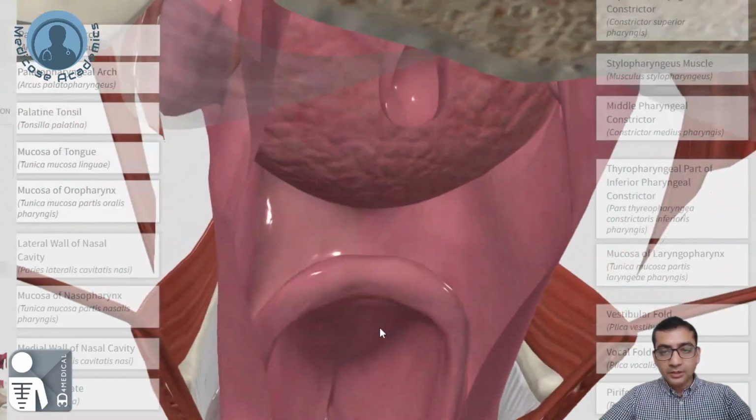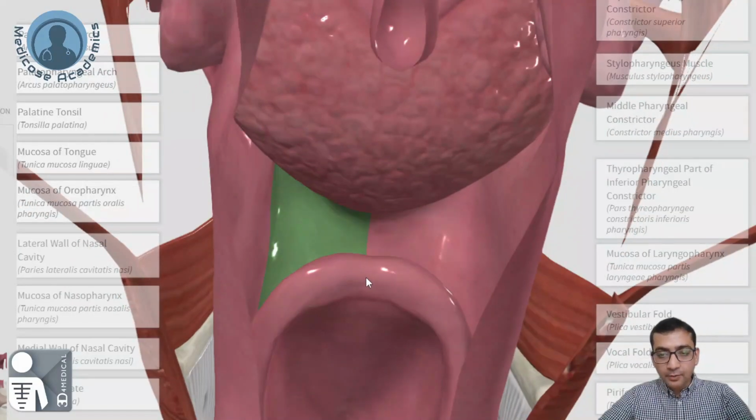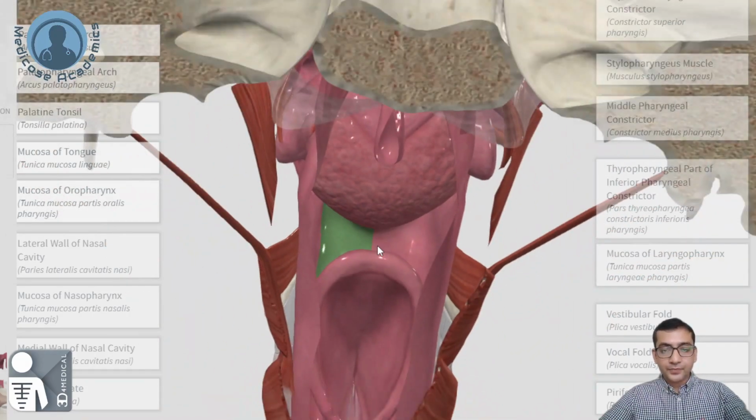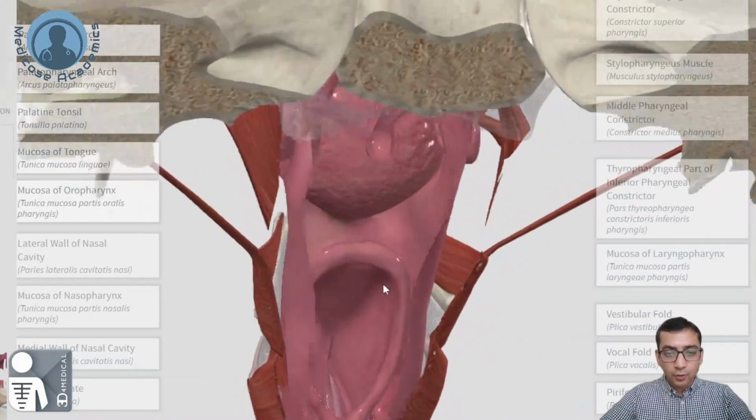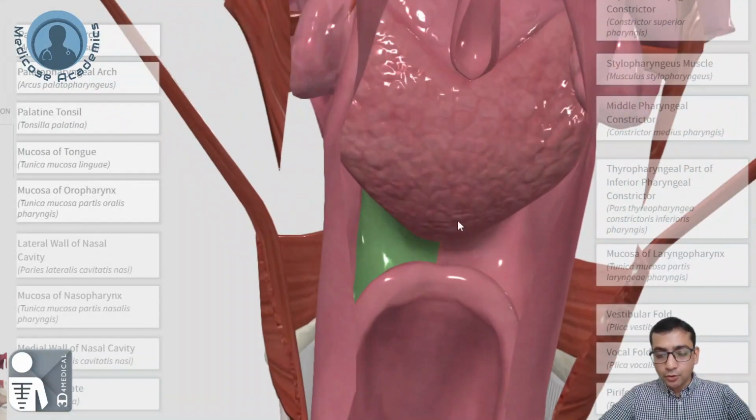In this particular model, the one thing that is missing here is a fold that is present between the epiglottis behind and the midline of the tongue in front. So it is dividing the vallecula into two spaces on each side. These are divided by the median glossoepiglottic fold that is not shown here very nicely.